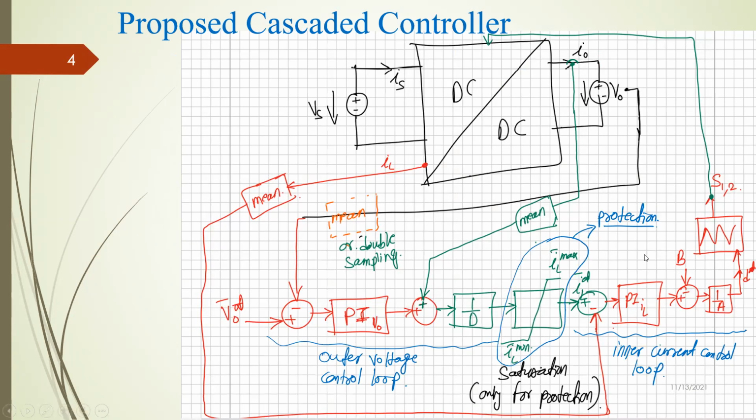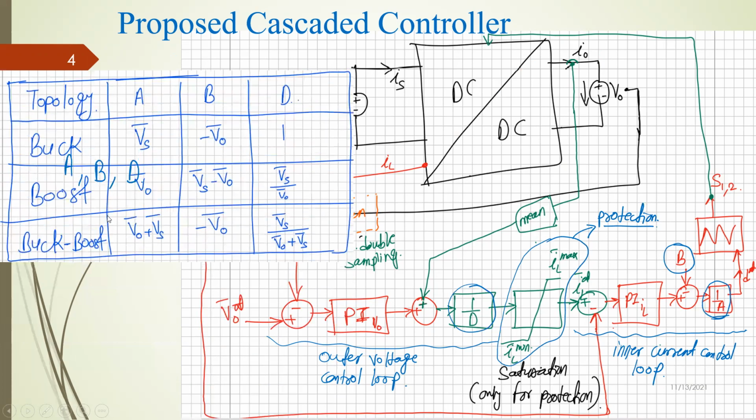I would assume you are already familiar with this circuit diagram. If you're not, you can watch the third video of this lesson. Here you can see there are 3 main parameters: the first parameter is A, the second parameter is B, and the third parameter is D. You can see the A parameter here, the B parameter here, and the D parameter here. These A, B, and D parameters change with your topology. For a buck converter it can be different, for a boost converter it can be different, and for a buck-boost it can be different. Here I have already listed these parameters.